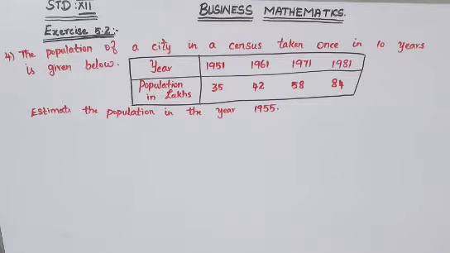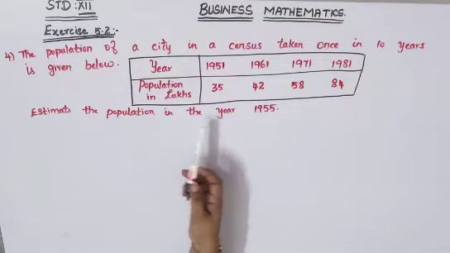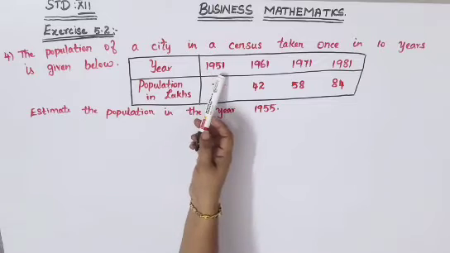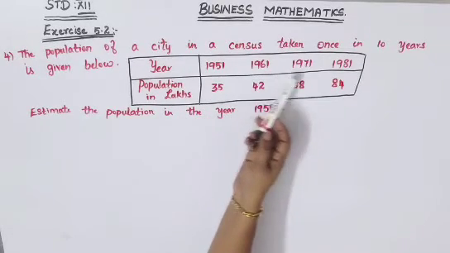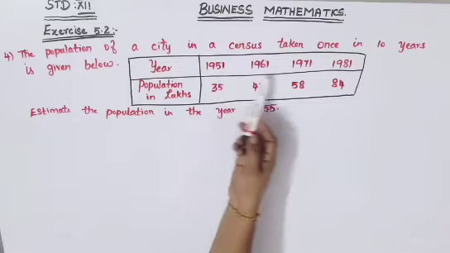Standard 12th Business Mathematics Exercise 5.2. Fourth question. The population of a city in a census taken once in 10 years is given below. The census is taken once in 10 years. So the years are given 1951, 1961, 1971, 1981. So the in between interval will be 10 years.